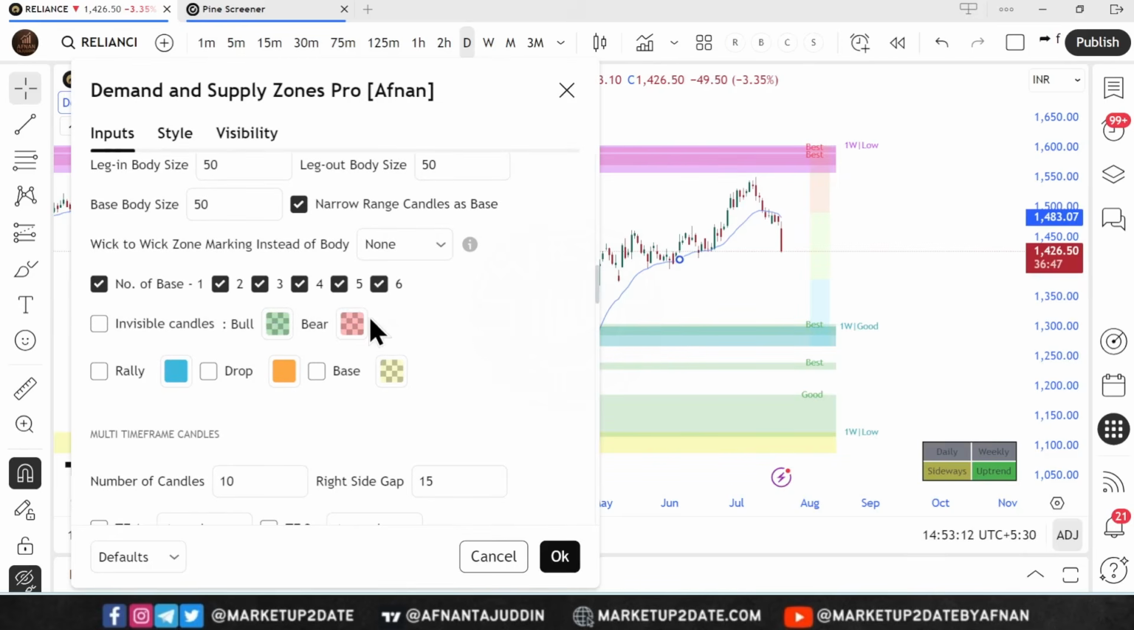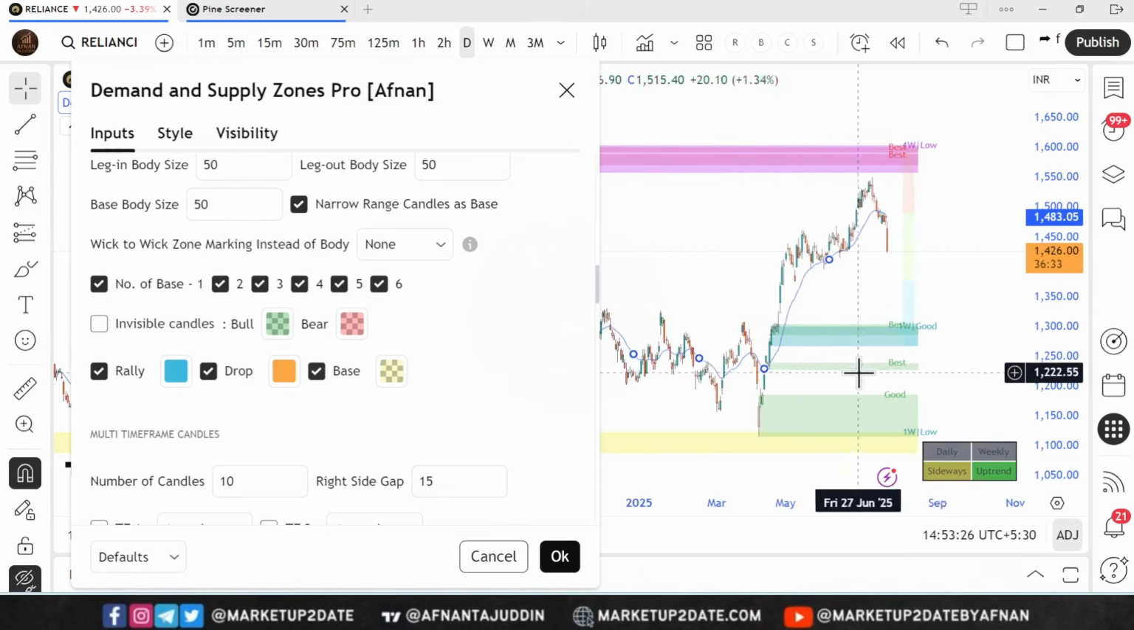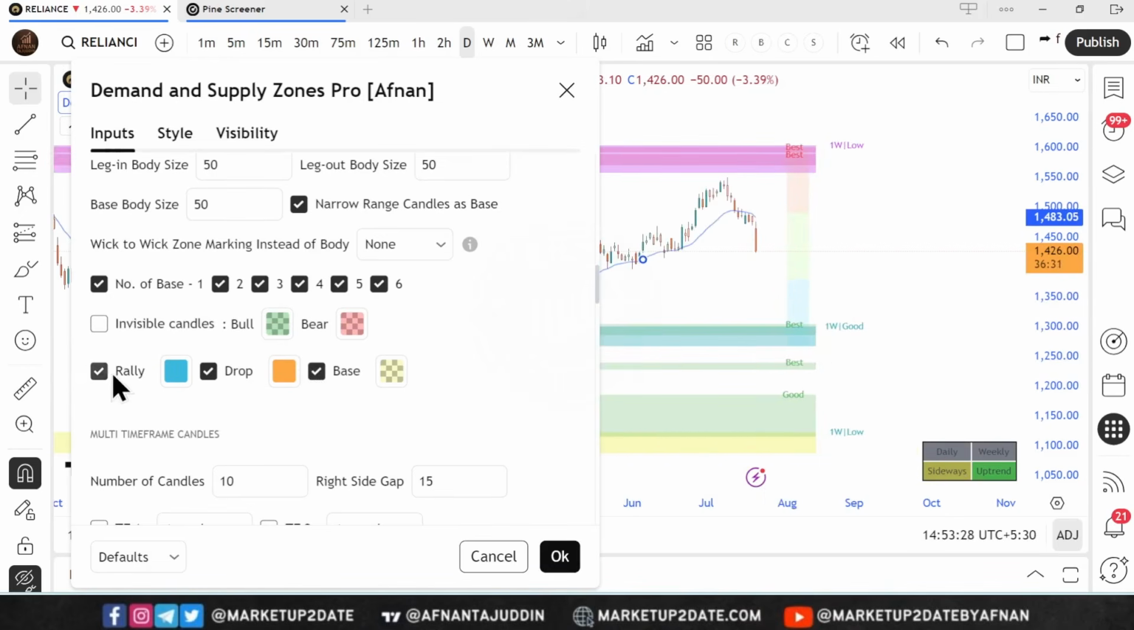Candle colors. This section lets you override your chart's candle colors to highlight the invisible candles, rally, drop, and base candles identified by the indicator's logic. This can be a great tool for studying price action and understanding how the indicator interprets the market.